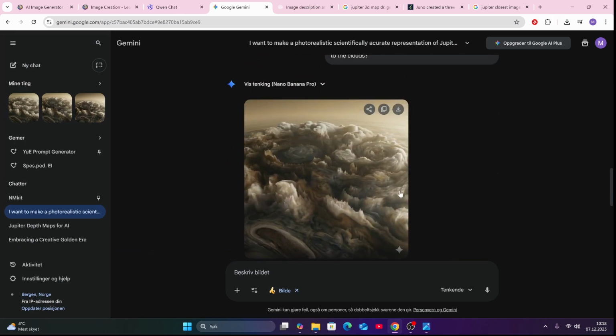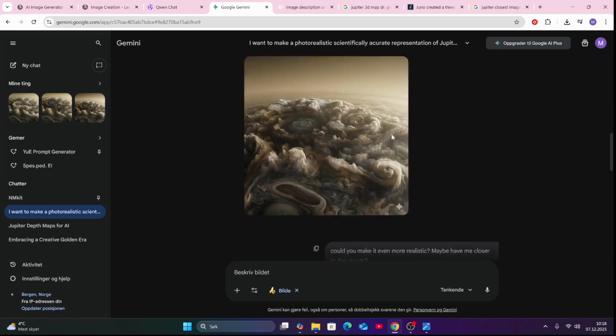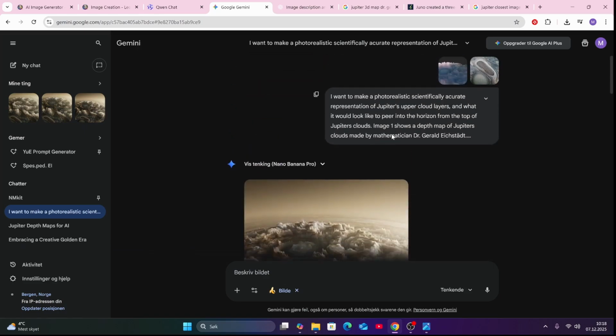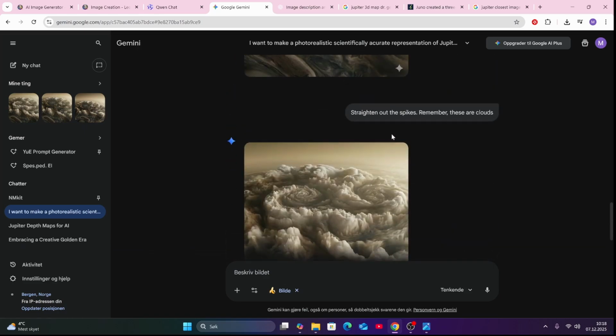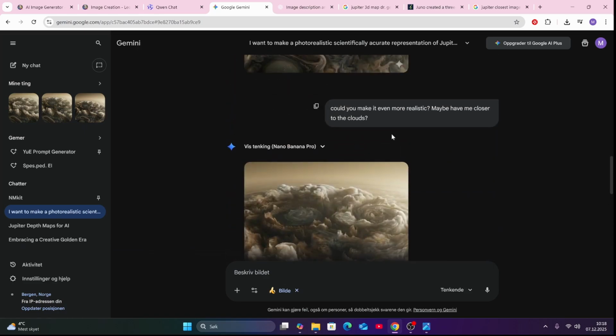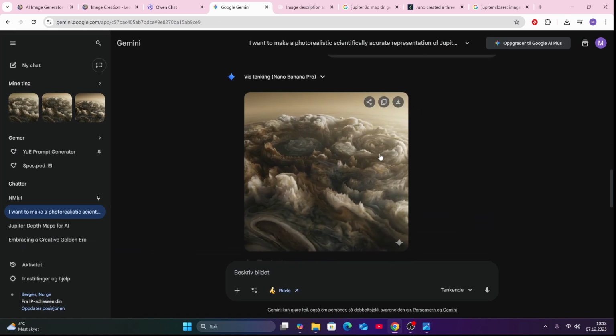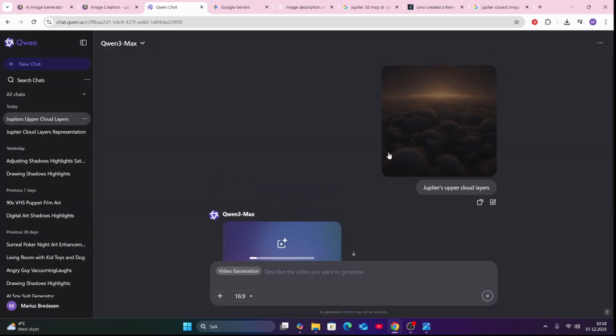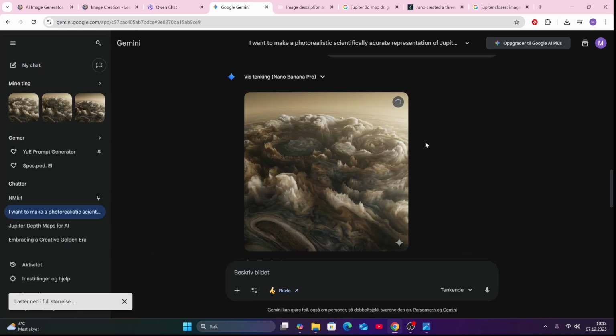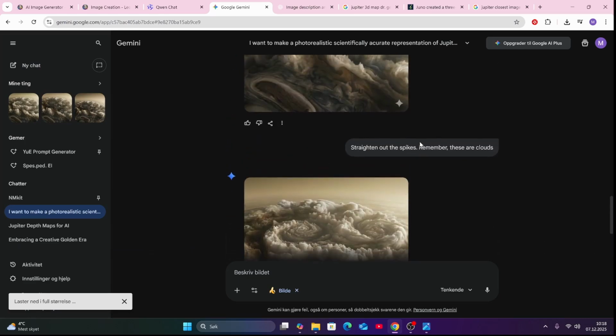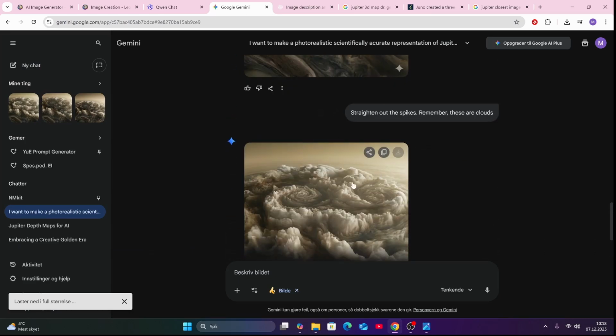So, visualizing Jupiter's cloud tops up close with the best scientifically accurate information I could find with the help of AI, we get something that kinda looks like this. Again, I think Qwen did the overall best job. It took the longest using Qwen, but overall the best. I think the best image would be a combination of the two.